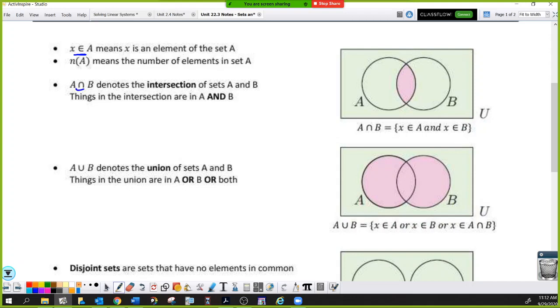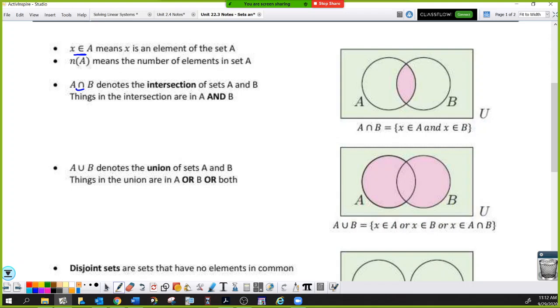This is called a cap. A cap B means intersection. So A intersect B is the thing that exists in both A and B. So all the stuff that exists in A and B, we would use the intersection for. And over there in that Venn diagram, it's shaded in pink. It's where the circles overlap.